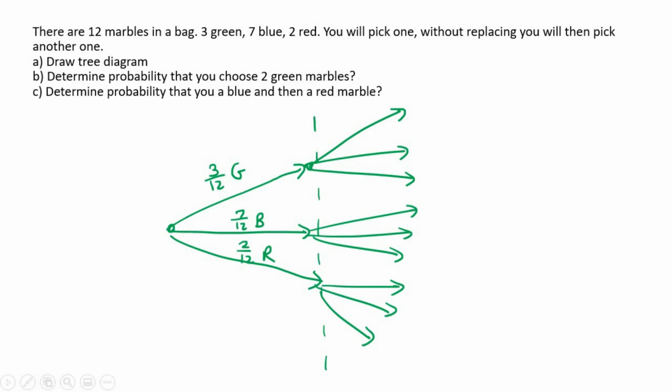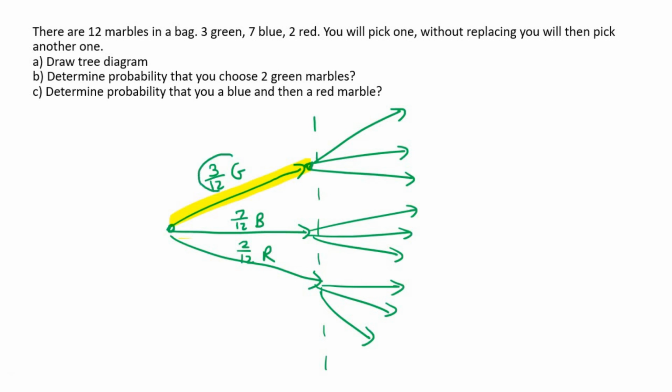Now, pause. Listen carefully. This is important. They said you will pick one without replacing it. What that means is you're going to take it out and you're not going to put it back. So you have to be very specific about which of these pathways we are talking about. Let's start with this one. If you go with that one, what did the person do?